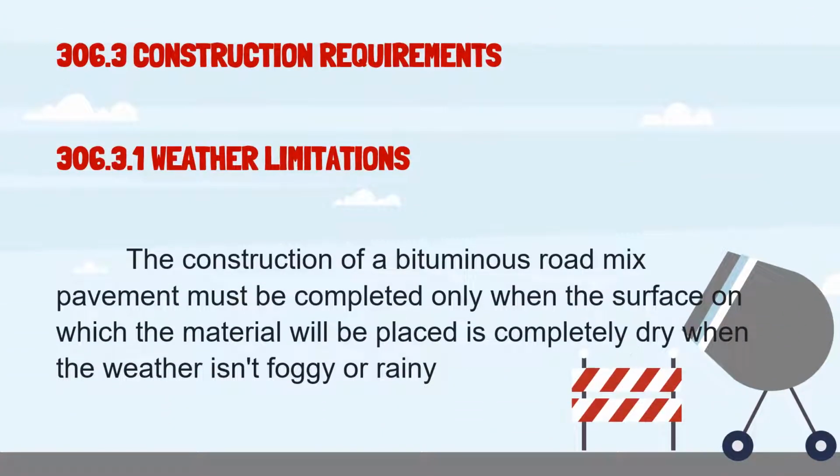306.3 Construction Requirements. 306.3.1 Weather Limitation. The construction of bituminous road mixed pavement must be completed only when the surface on which the material will be placed is completely dry, and when the weather isn't foggy or rainy. So this is the Item 306 weather limitation. It shouldn't be foggy or rainy. Next.